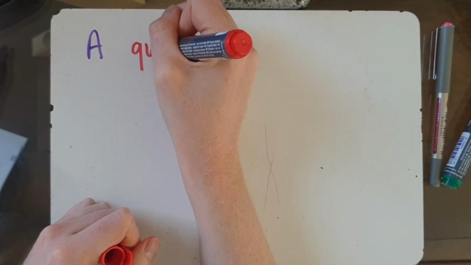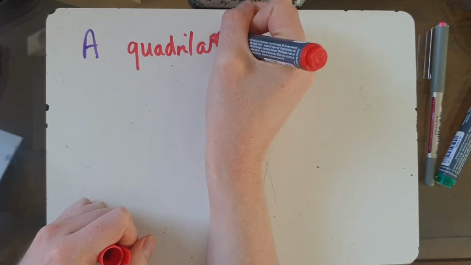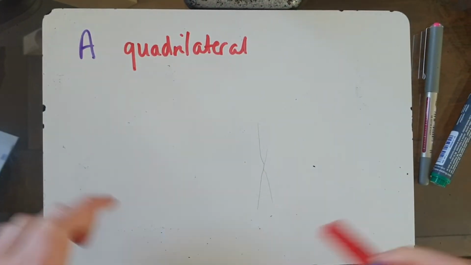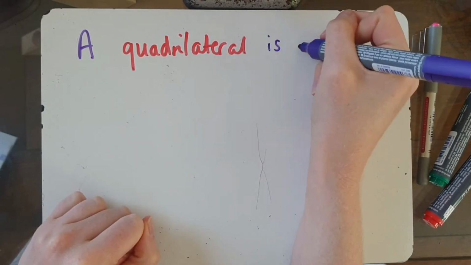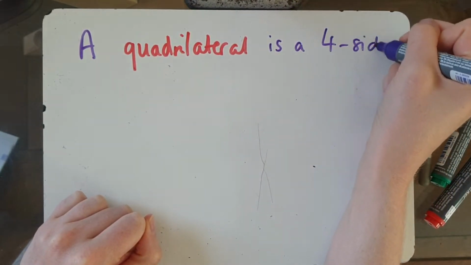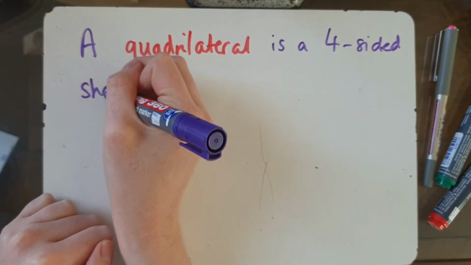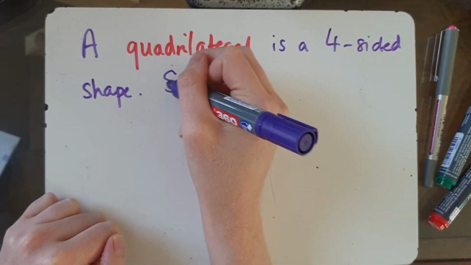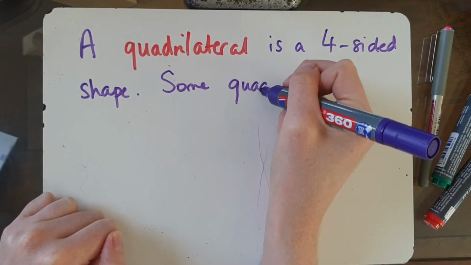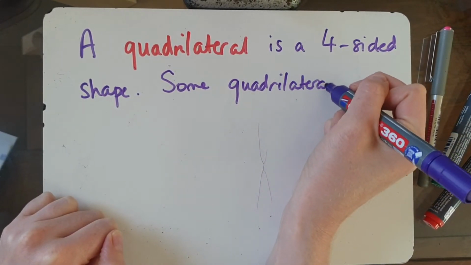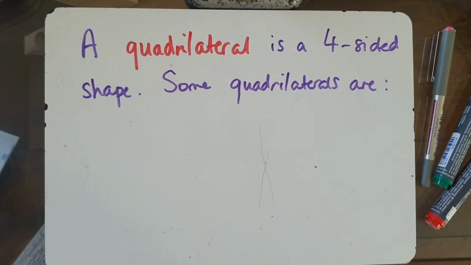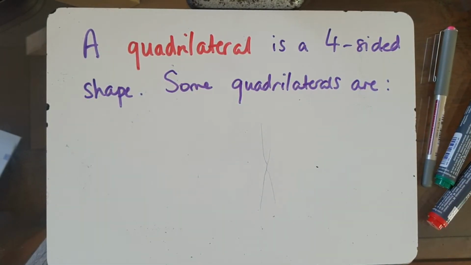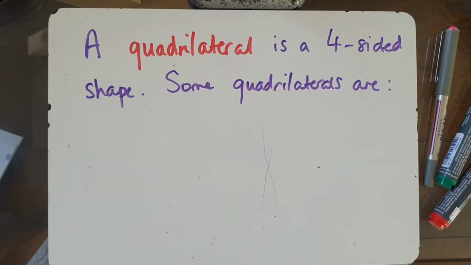A quadrilateral is a four-sided shape. So let's write that down. A quadrilateral is a four-sided shape. Some quadrilaterals are... and I'd like you to pause the video now and have a think about what quadrilaterals you already know.